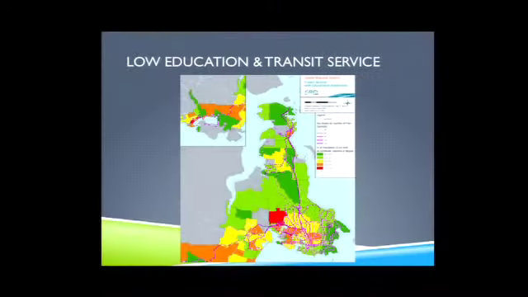This map, oh shoot, this is terrible. This is not how it's supposed to look. This map shows low educational attainment layered with public transit routes. Can't you tell?